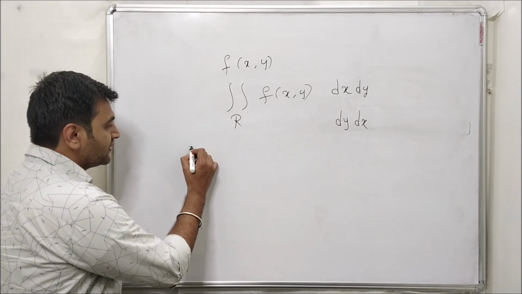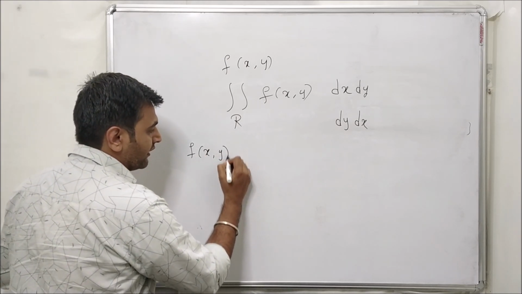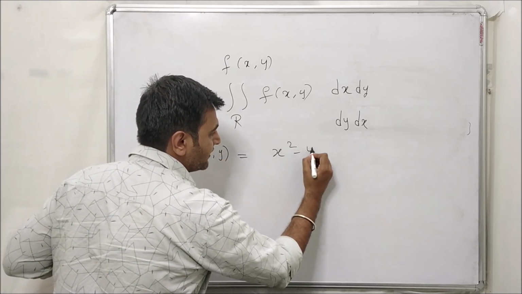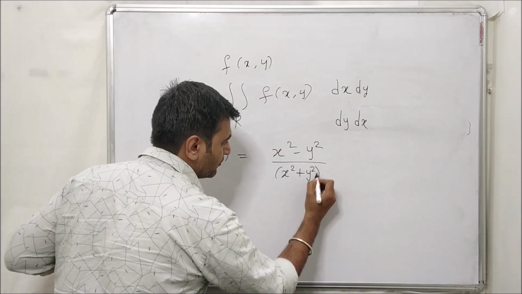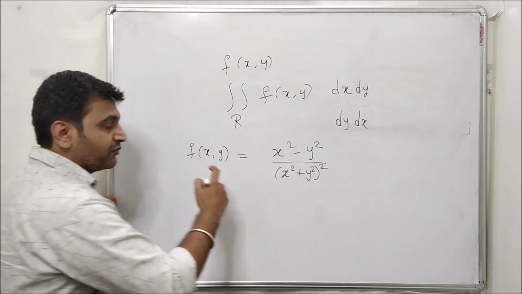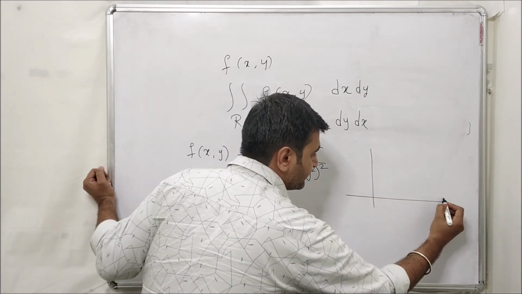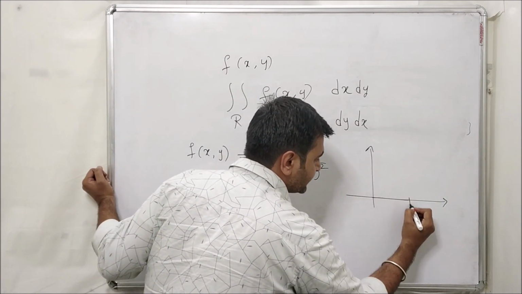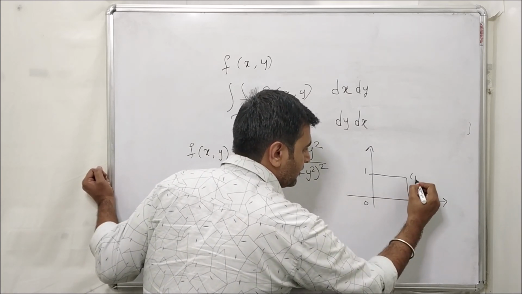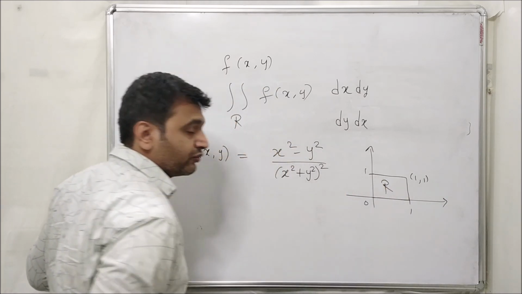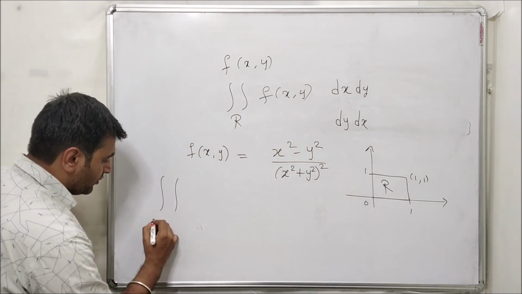Suppose I take this example over here, f of xy equal to x square minus y square upon x square plus y square whole square. And suppose I want to integrate this function over the region, let's take a square 0 1 comma 0 1. Suppose this is my region R. I want to integrate this function over this region.